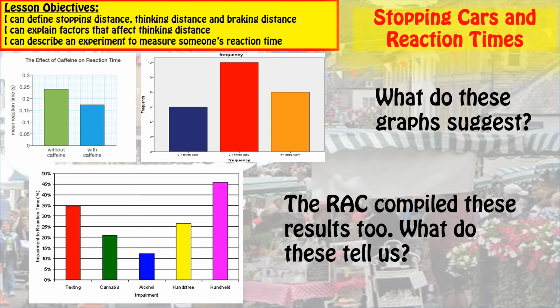So that's going to be a much bigger effect on your thinking distance. It's going to make your thinking distance much, much further. Alcohol and cannabis affect it too, as we would expect, because they're both depressants.